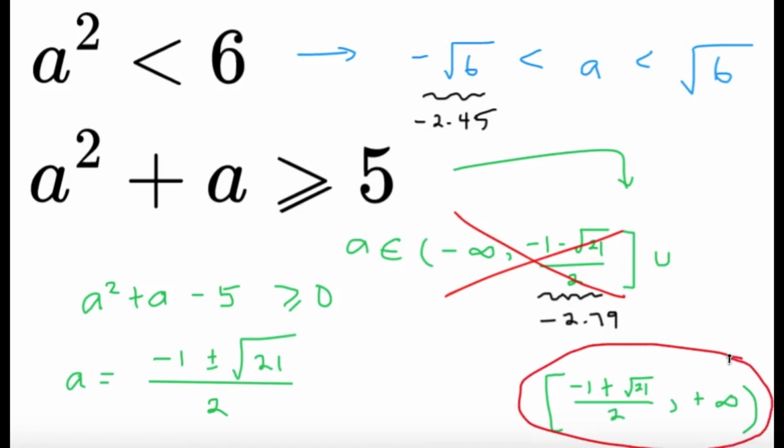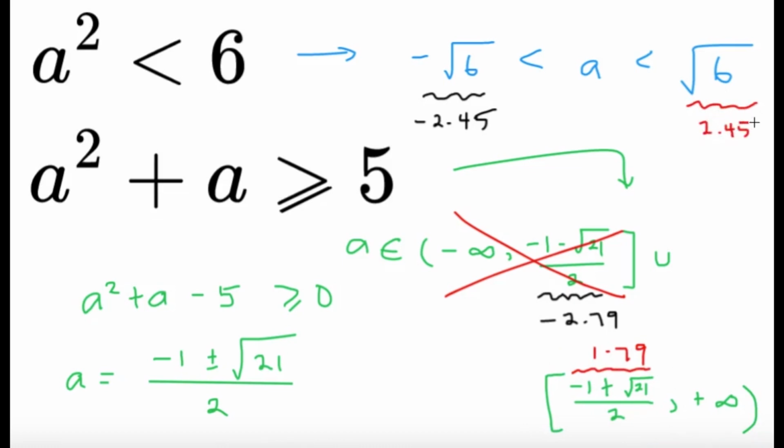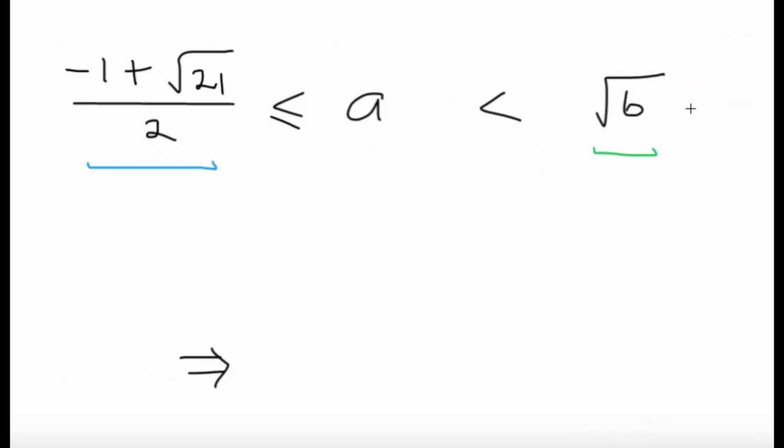But this range does though, because this value over here is actually 1.79, and then the square root of 6 over here is going to be 2.45. So apparently the common region of these two ranges of values for a is going to be from negative 1 plus the square root of 21 over 2, inclusive, up to the square root of 6, so here.